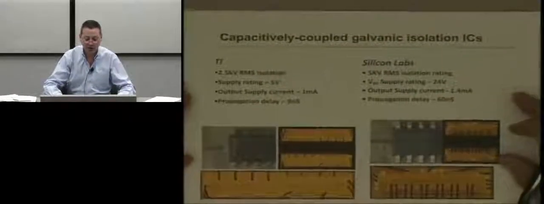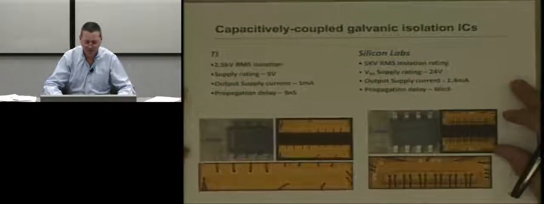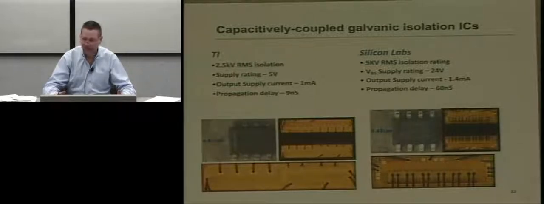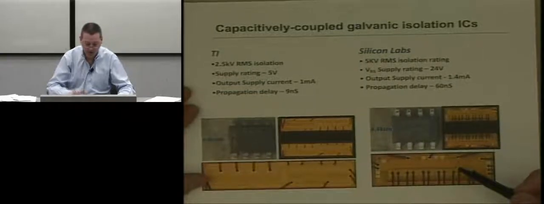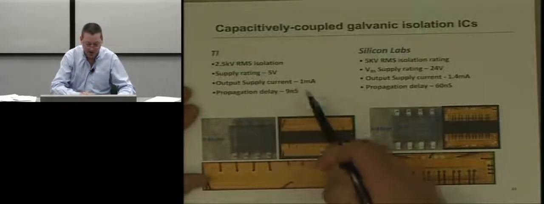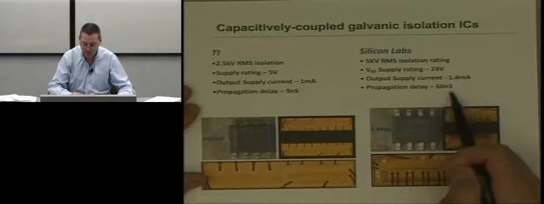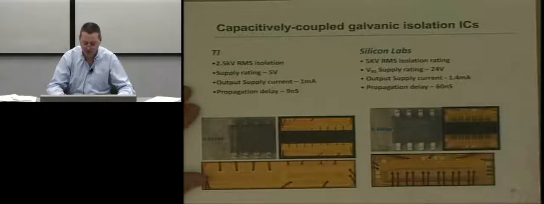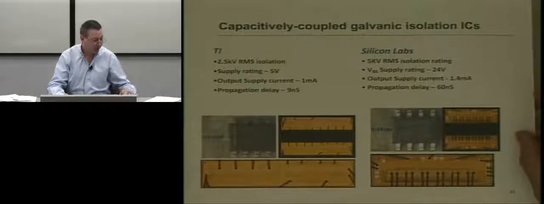One other technology is capacitively coupled. It seems a bit counterintuitive that given the high dV/dts and the transients and all that, you can actually get signals with integrity across a capacitor, but these work quite well, and they're very fast. Look at this propagation delay. This is a lower voltage device, but 9 nanosecond prop delay is extraordinary. And Silicon Labs as well, they have devices down, I think, as low as 10 nanoseconds. So these are all good technologies for isolated gate drive.